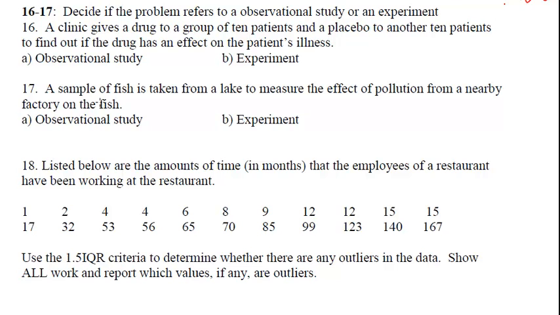So the next two questions, you want to identify whether something's an observational study or an experiment. The idea here is that an observational study is a study where you're not imposing any sort of treatment, or you're not assigning a treatment to a subject. Whereas in an experiment, the researcher assigns treatments to the subjects. So the first one says a clinic gives a drug to a group of 10 patients and a placebo to another. Since the clinic is actually administering the drug, this would be an experiment.